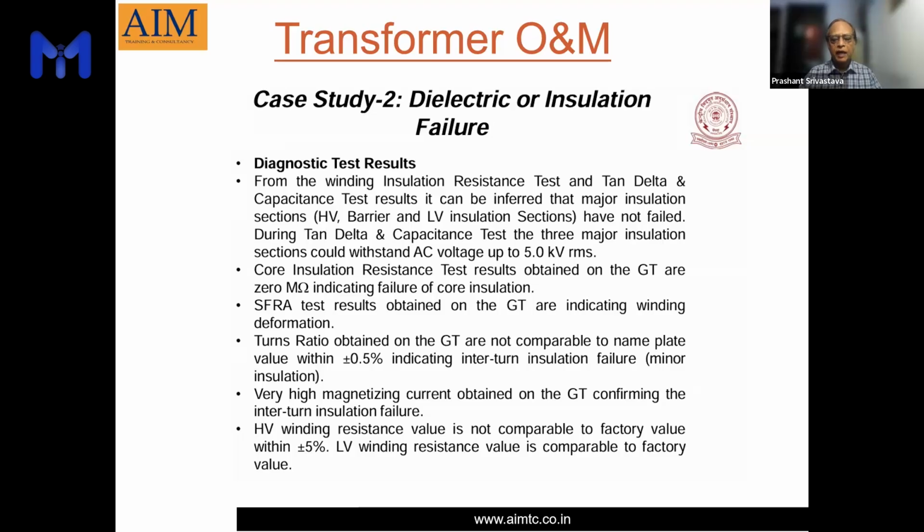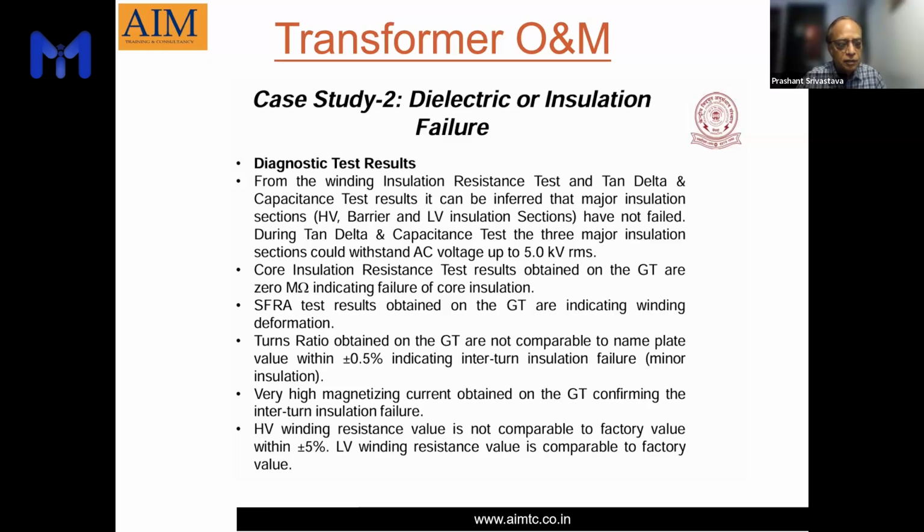Because there is always a gap between the potential failure and actual failure. This is called the PF curve. So there are several types of condition monitoring diagnostic tests: core insulation resistance test, winding resistance test, insulation test, SFRA. SFRA is a test which tells about the winding conditions and the core conditions. Then there are other types of tests.